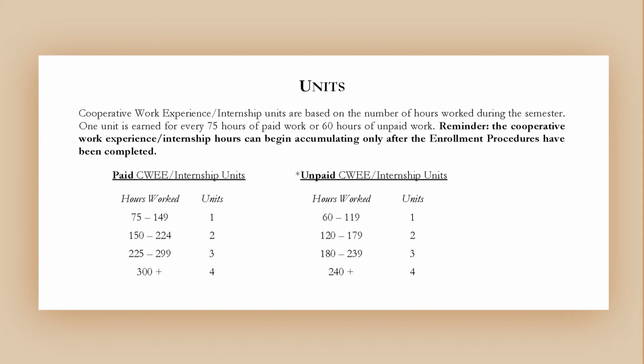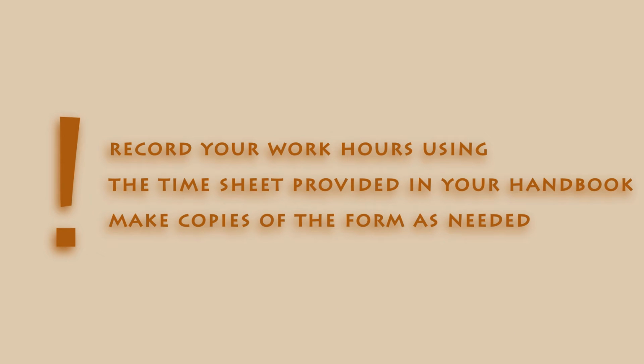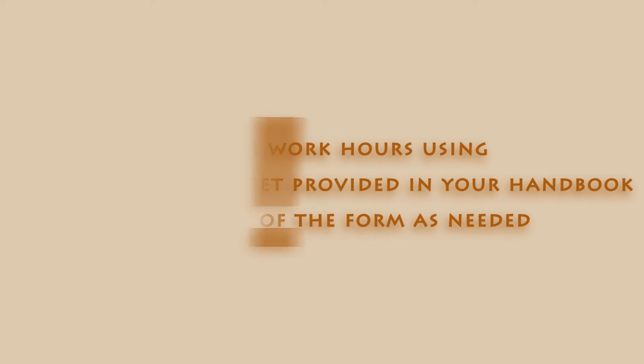Timesheet. The next step is to work the appropriate hours for the units enrolled. For example, 1 unit is earned for every 75 hours of paid work, or 60 hours of unpaid work, as illustrated on the CWE units chart. It is very important that you keep a record of your work experiences and hours. Use the monthly timesheet provided in the handbook to record your hours. Your employer must sign the monthly timesheets. Keep and turn in your timesheets to the Office of Career and Technical Education, CWE Facilitator, or your instructor of record at the end of your internship.